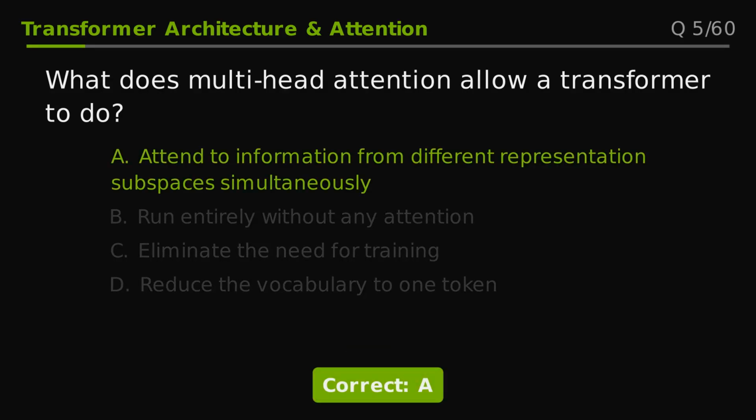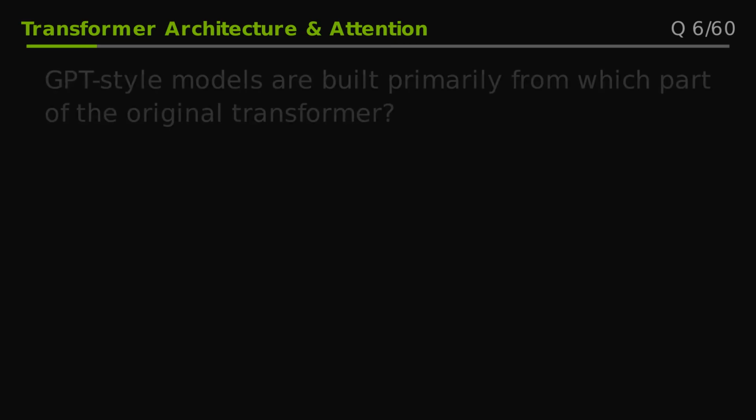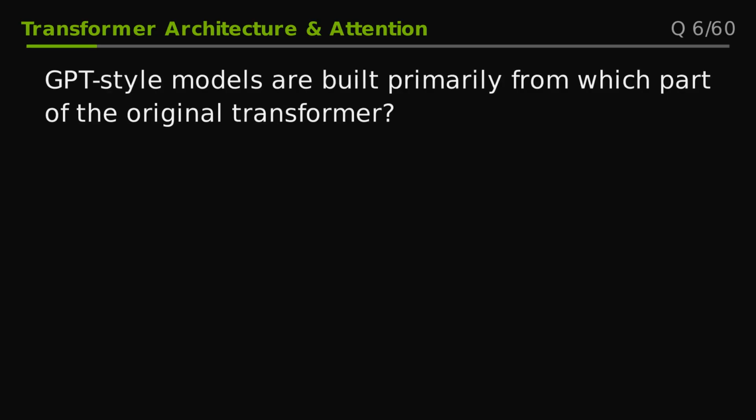The correct answer is A. Multi-head attention runs several attention operations in parallel, letting the model capture different types of relationships, syntax, semantics, position at once. Question 6. GPT-style models are built primarily from which part of the original transformer?